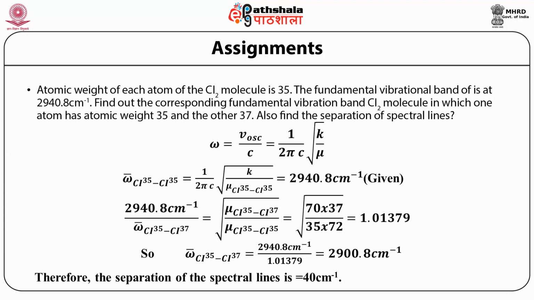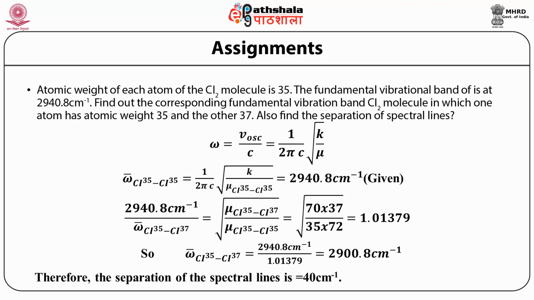The atomic weight of each atom of the chlorine molecule is 35. The fundamental vibrational band of the molecule is at 2940.8 centimeter inverse. Find out the corresponding fundamental vibrational band of the chlorine molecule in which one atom has atomic weight 35 and the other has 37. It's quite interesting. Further, find out the separation of the spectral lines.